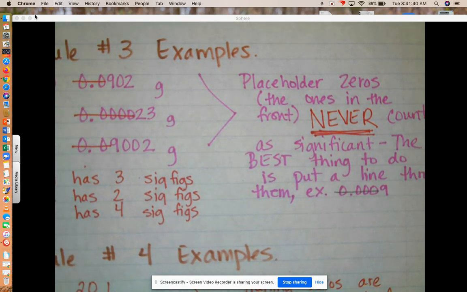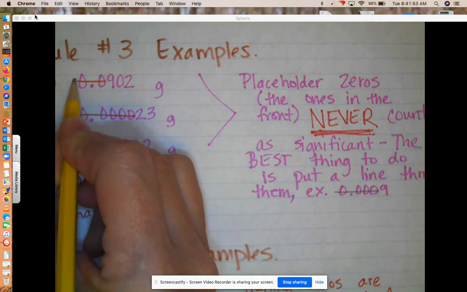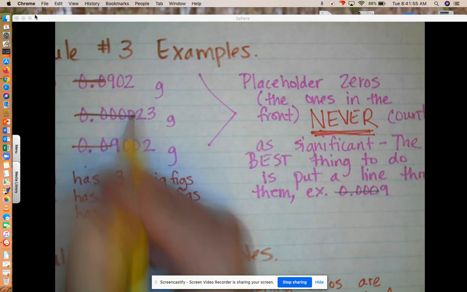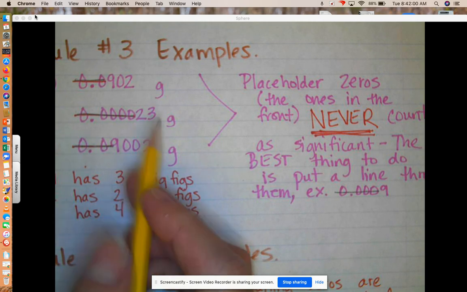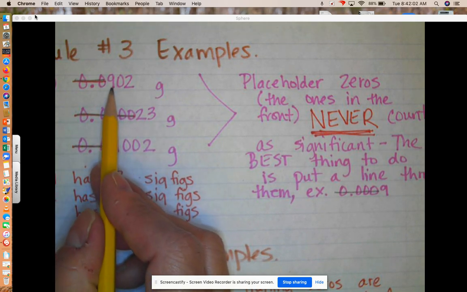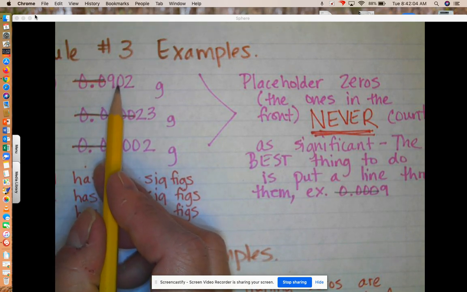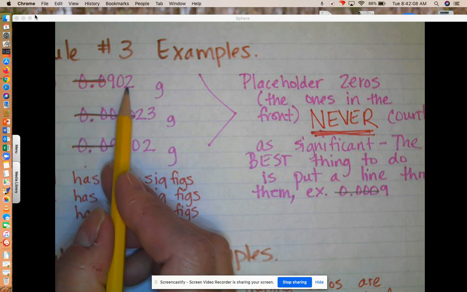Even though in math, that zero is important, right? It's a placeholder for the decimal. For rounding in science, we don't care about it. We do not count them. So we just draw a line. Bam, bam, bam. And then follow your normal rules. So for example, this 9 would count. Does this 0 count? Why? It's between. Very good. And then this one counts. So here we have 1, 2, 3 sig figs.